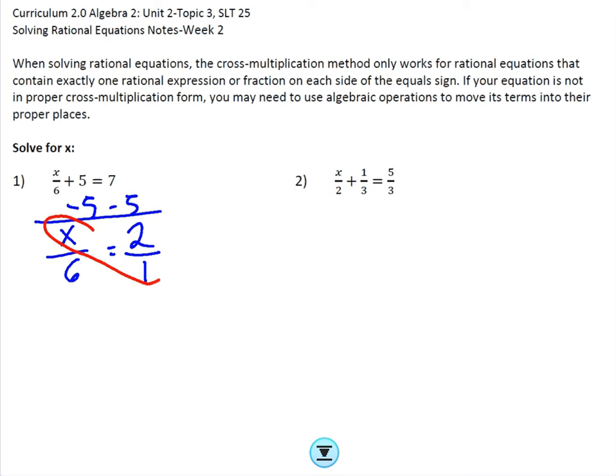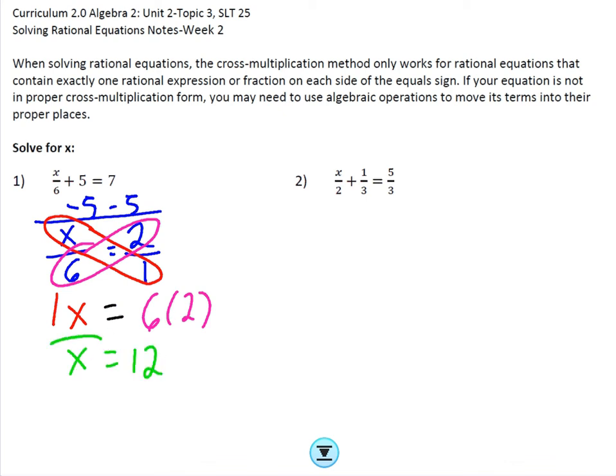So now this turns into a problem just like the ones we did last week. 1 times x is 1x, or just x, and that equals 6 times 2. And so we have x equals 6 times 2, which is 12. So x is 12 here. So that's what you would do if you had a situation where you had just a number on each side, but more typical is that you have multiple fractions like number 2.